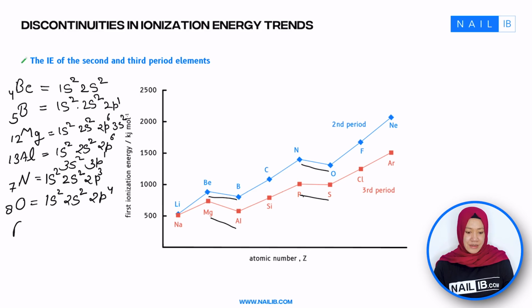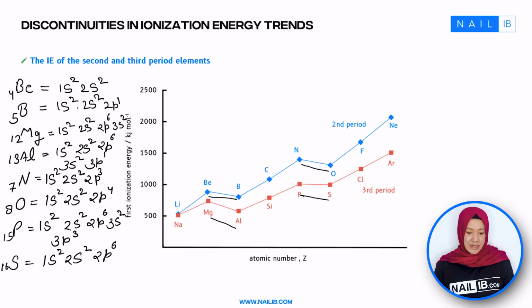And for P, 15, and S, 16: 1s2, 2s2, 2p6, 3s2, 3p3, and 1s2, 2s2, 2p6, 3s2, 3p4.